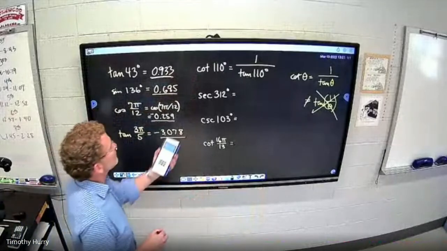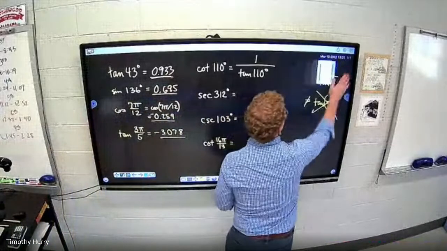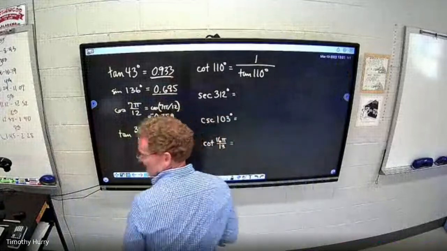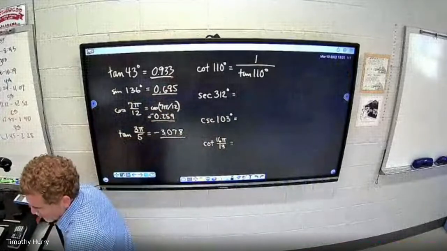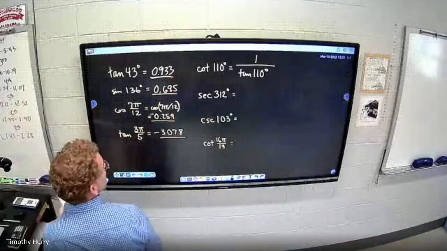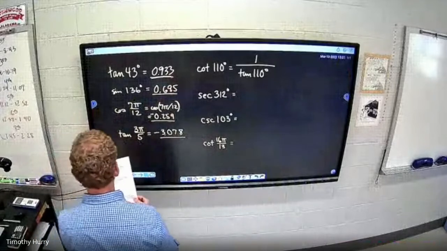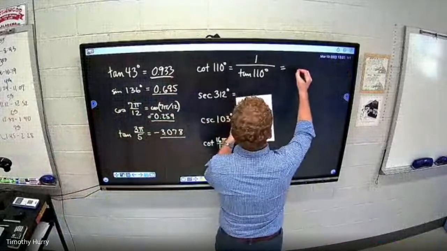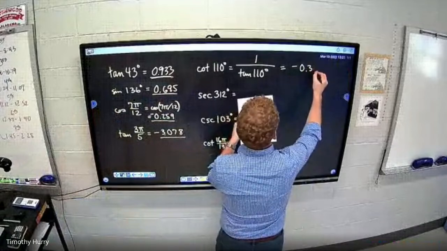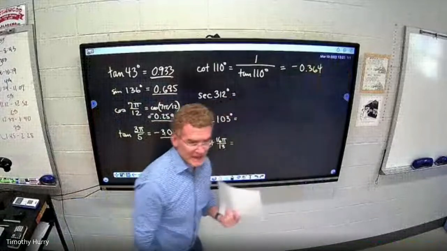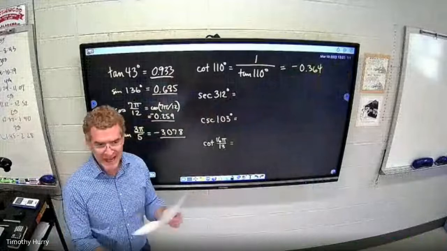So right here, if I type that into my calculator, cotangent of 110, I get negative 0.364. Everybody get that? Yes. If everybody got that, great.